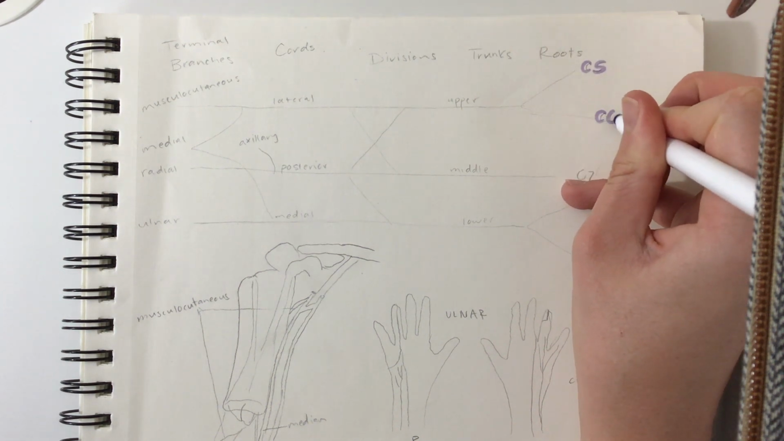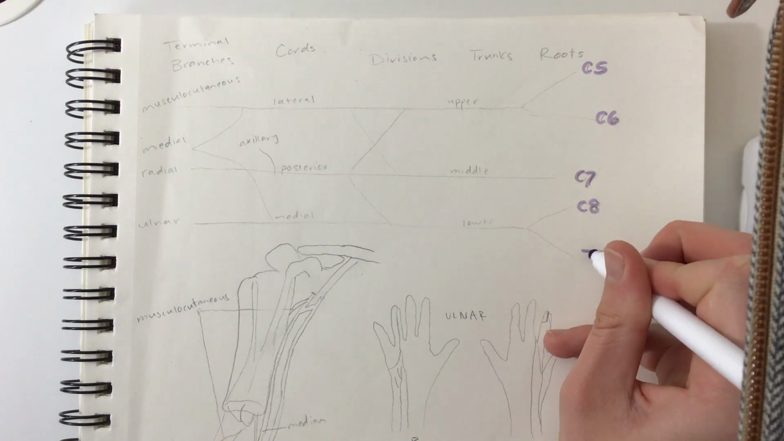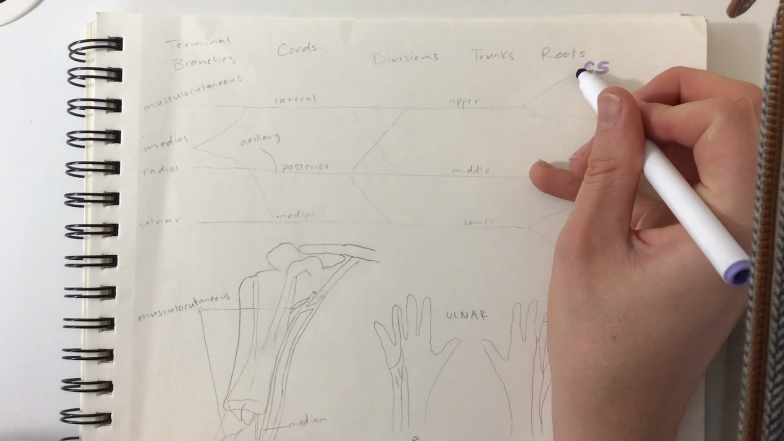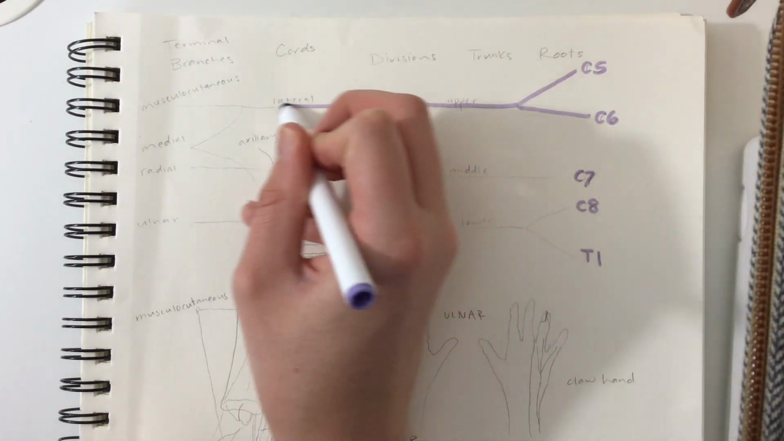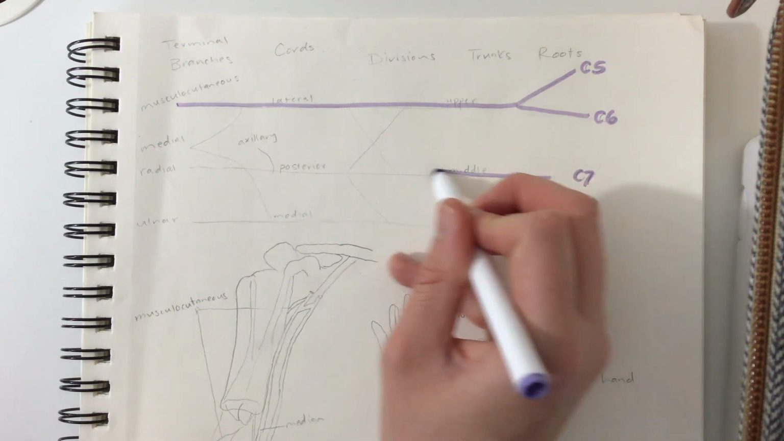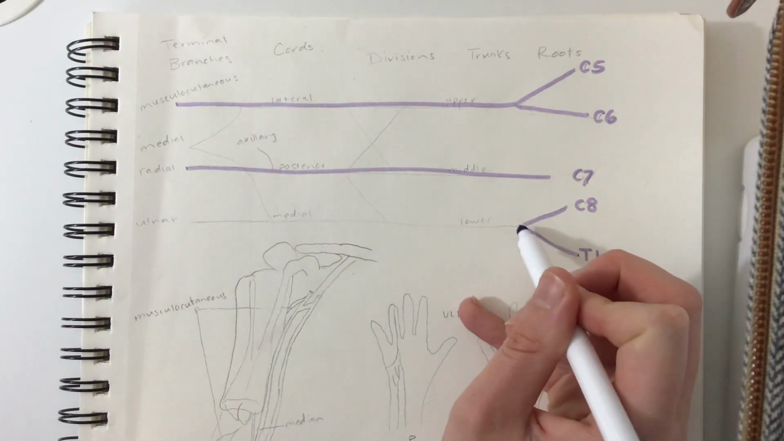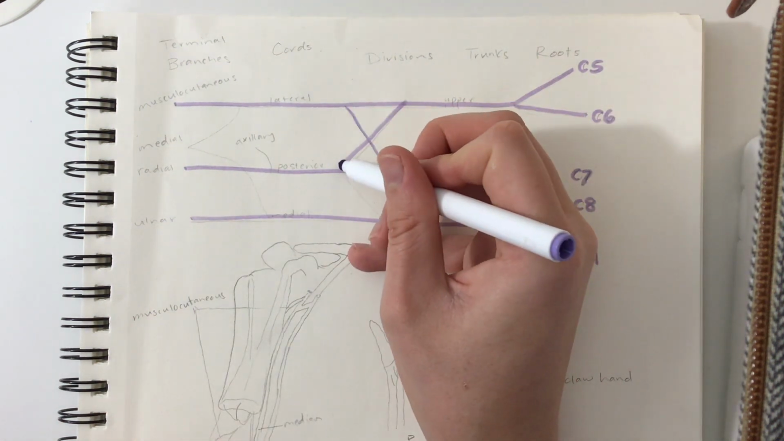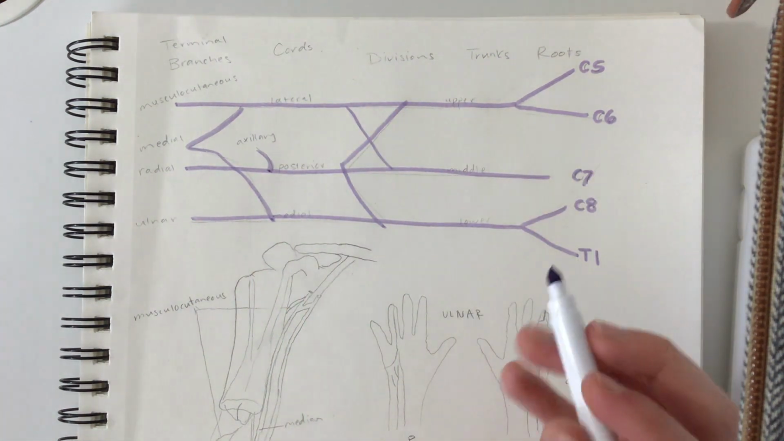So we have C5, C6, C7, C8, and finally T1. These are the anterior roots, and they provide motor information, and we're just going to go ahead and draw the pathways of each of them. And we know that C5 and C6 kind of connect. C7 is just on its own, and C8 and T1 also connect. And then there's also some other connections at different points in the brachial plexus.